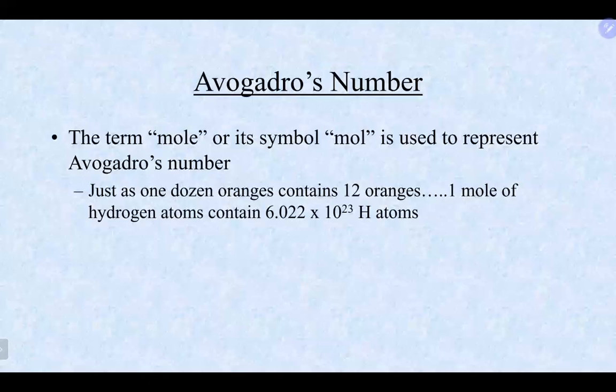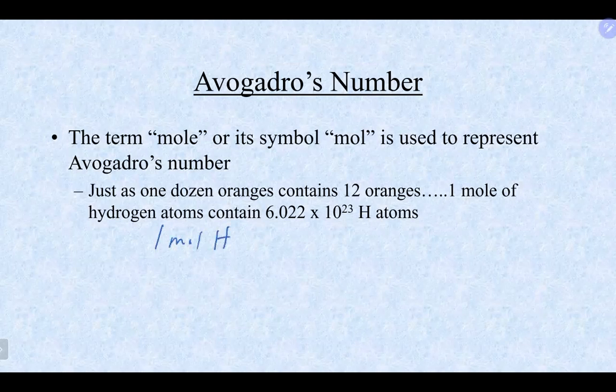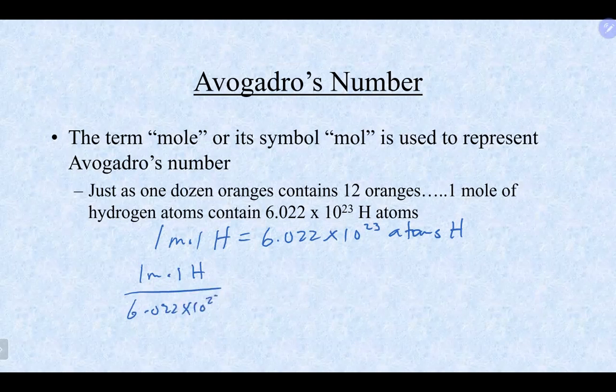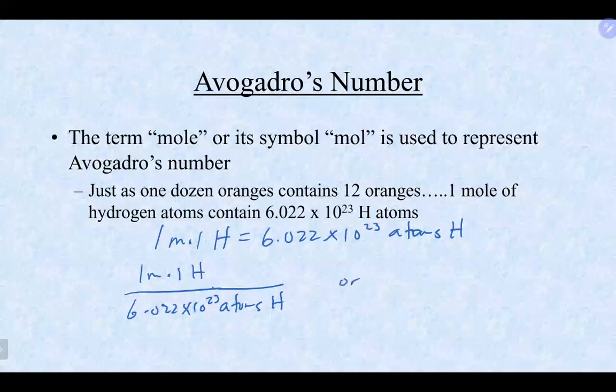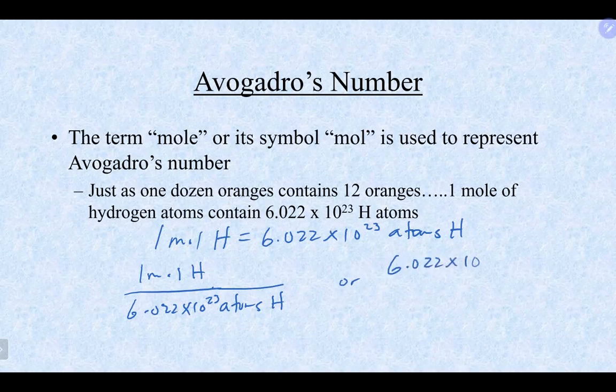Now, as I mentioned, we could pull from the periodic table any element. We could say, for example, that in 1 mole of hydrogen there are 6.022 times 10 to the 23 atoms of hydrogen, which again could give us 2 conversion factors: 1 mole of hydrogen over 6.022 times 10 to the 23 atoms of hydrogen, or 6.022 times 10 to the 23 atoms of hydrogen over 1 mole of hydrogen.